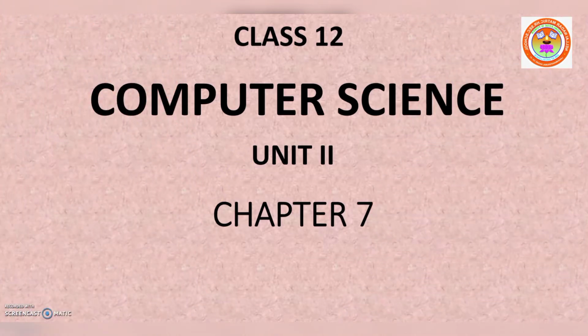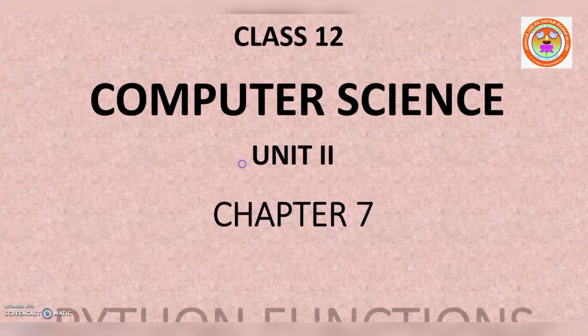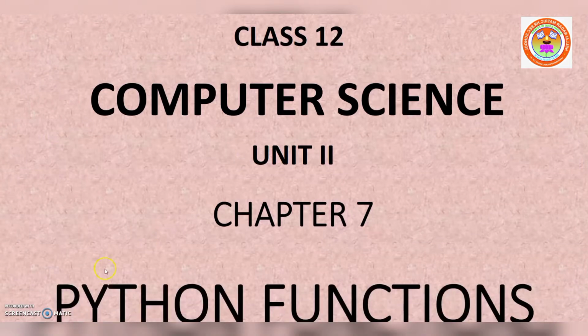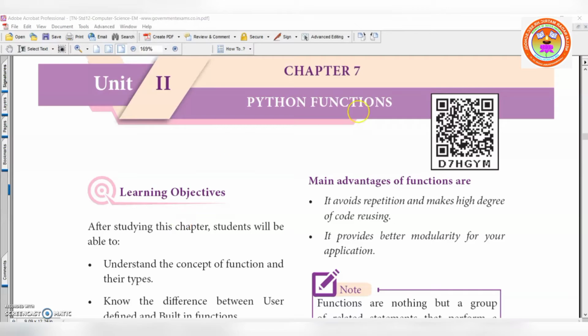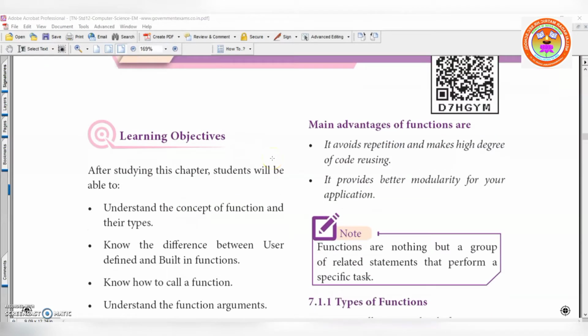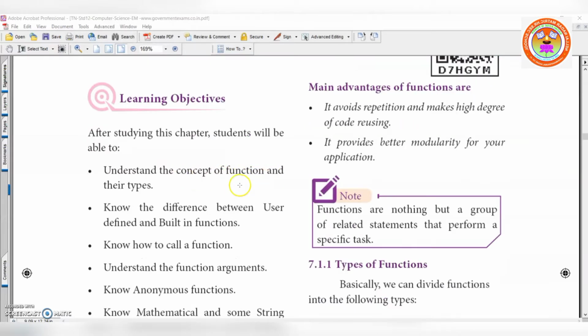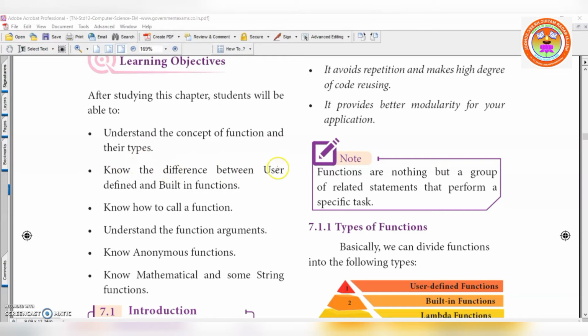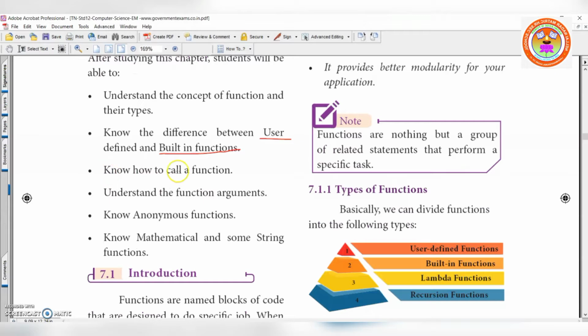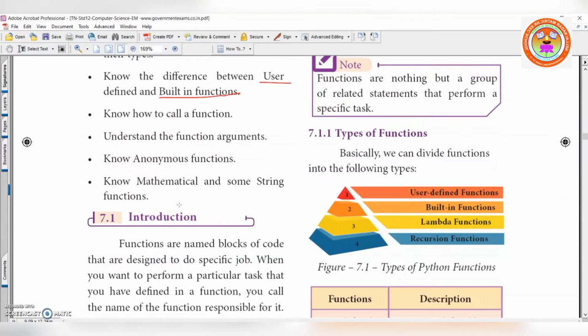Today I'm going to start a new chapter, chapter 7, Python functions. Very important chapter. After studying this chapter, you will be able to understand the concept of functions and their types, and to know the difference between user-defined functions and built-in functions. Already you learned in C++, right? To know how to call a function, to understand the function arguments, to know anonymous functions, to know mathematical and some string functions. All these things you are going to learn in this chapter, right?